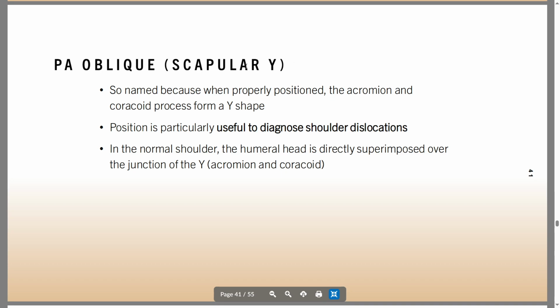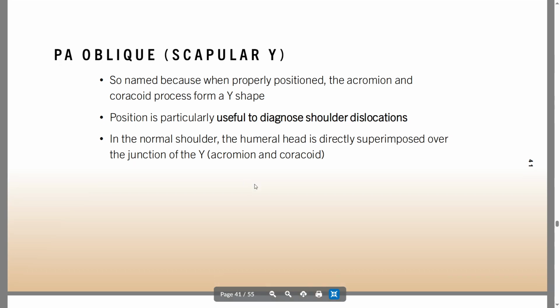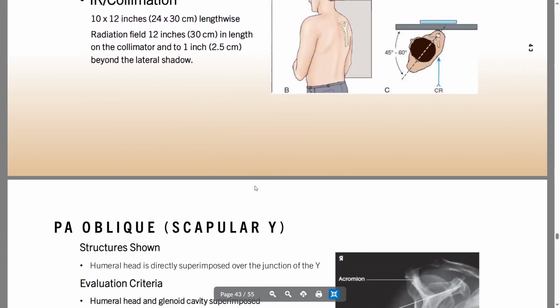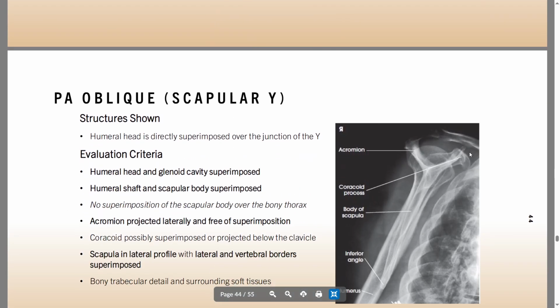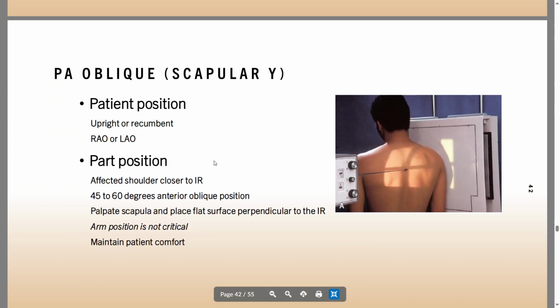Scapular Y, this is another oblique, but now it's a posterior oblique. A P to A oblique, which is actually an anterior oblique, I suppose. But this is a good way to look for dislocations as well. And remember, it's called a scapular Y because when we look at the image, the scapula forms a nice Y shape with a superimposed humerus over top. In this case, we have an RAO or an LAO, so it's just talking about what side is closest to the bucky. Right anterior oblique is the right shoulder, left anterior oblique is the left shoulder.